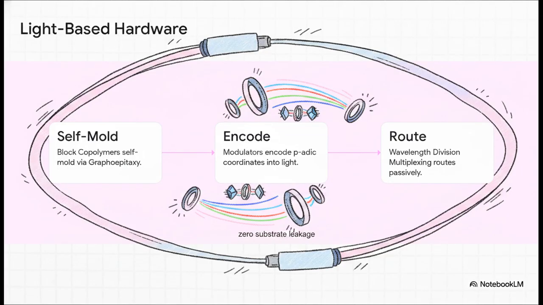Silicon photonics actually turn color into a literal address. Micro-ring modulators encode those p-adic coordinates into light via the plasma dispersion effect. Basically, you're firing data off at the speed of light at frequencies well over 110 gigahertz. And thanks to that sapphire base layer we just mentioned, there is zero substrate leakage. The light stays perfectly contained and routes entirely passively.